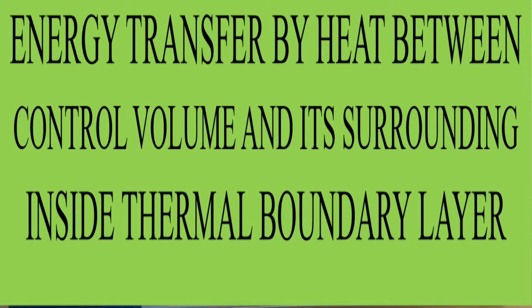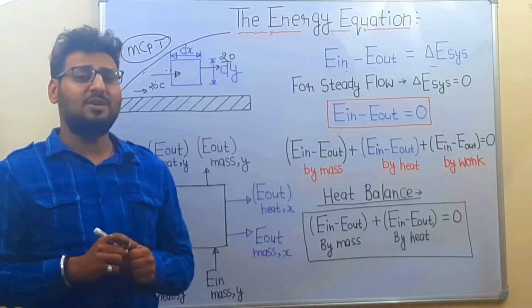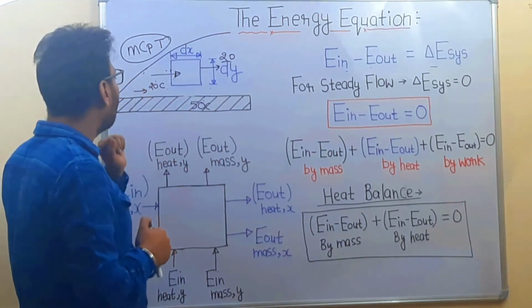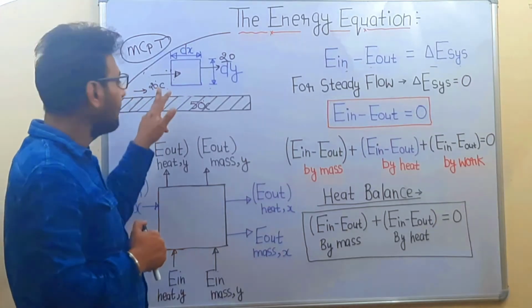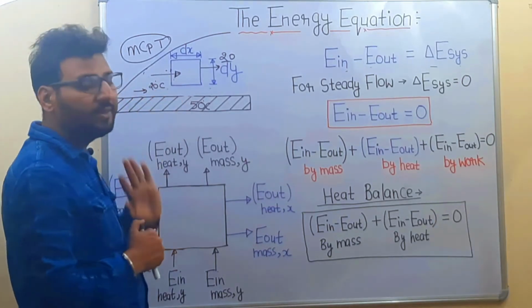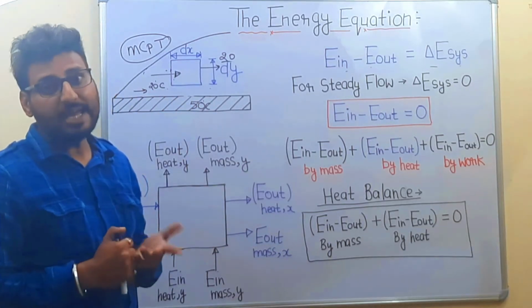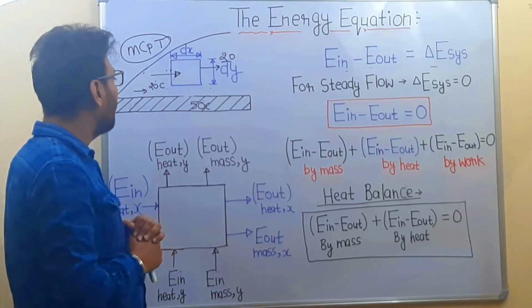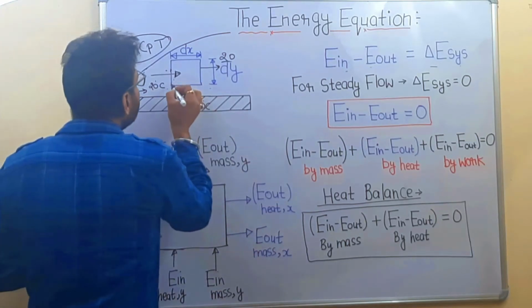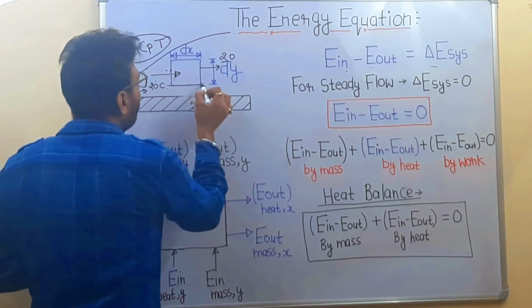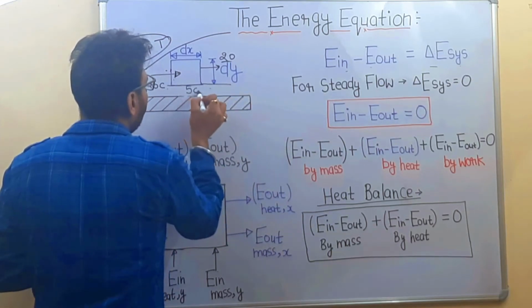Now we are going to discuss energy transfer by heat. Consider the formation of the thermal boundary layer over the flat plate. As we already know, the temperature of the flowing fluid entering the control volume is 20 degrees centigrade. Now consider the temperature of the flat plate is 50 degrees centigrade. From the basics, we know that the layer adjacent to the flat plate attains the temperature of the plate. Now, the temperature of this layer is 50 degrees centigrade.